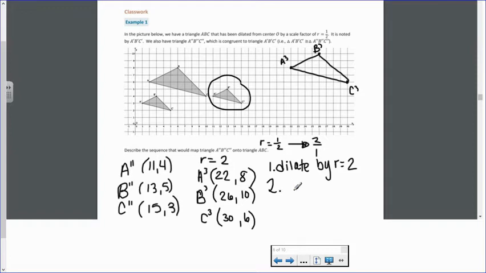And translating means scooting it over or sliding it over. So I'm going to figure out how to get from A to A. I'd have to slide it over 1, 2, 3, 4, 5, 6, 7, 8, 9, 10, 11, 12, 13, 14, 15, 16, 17, 18, 19, 20. I'd have to go left 20 and down 2, and then my shape is right where the other shape would be.